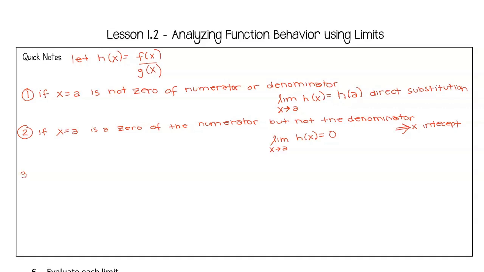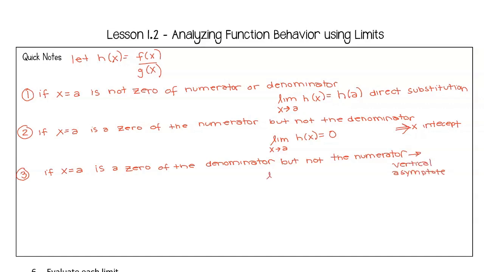All right, the third thing is if our value of x that we'll call a, if x equals a is a 0 of the denominator but not the numerator, then we have a vertical asymptote, and we say that the limit as x approaches a for our function does not exist because h of x goes to positive or negative infinity depending on the problem.